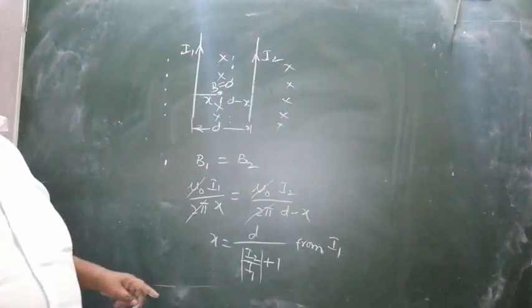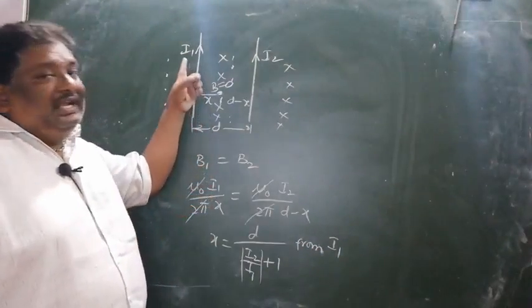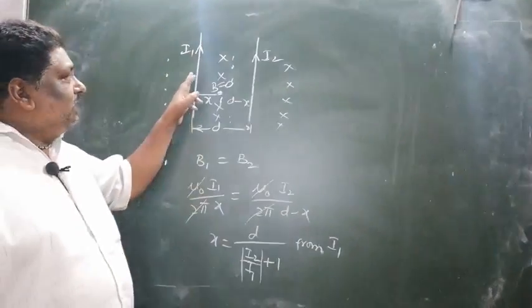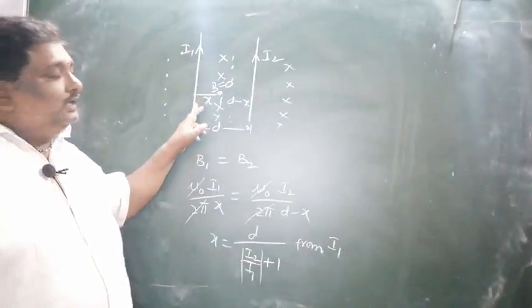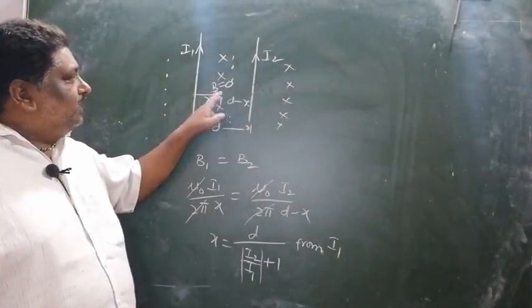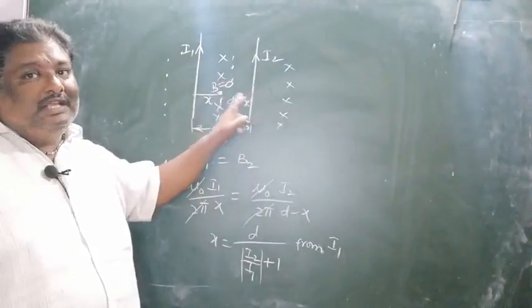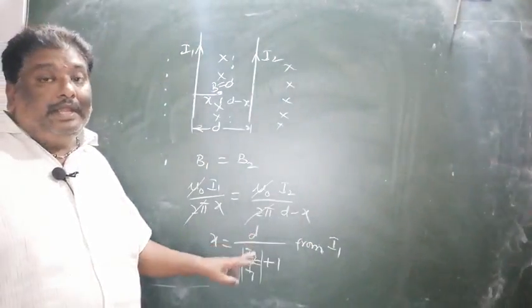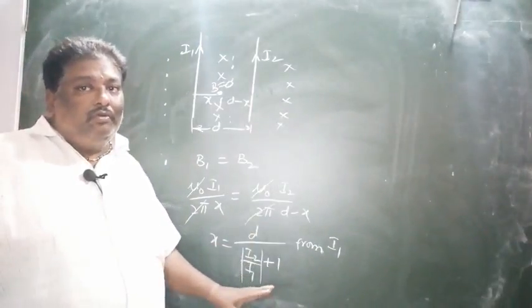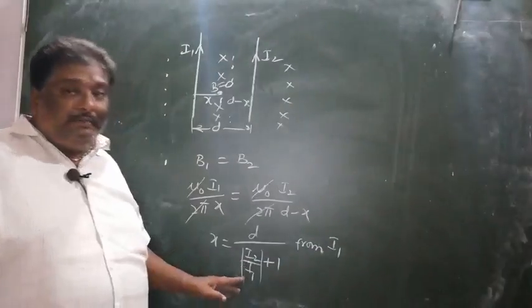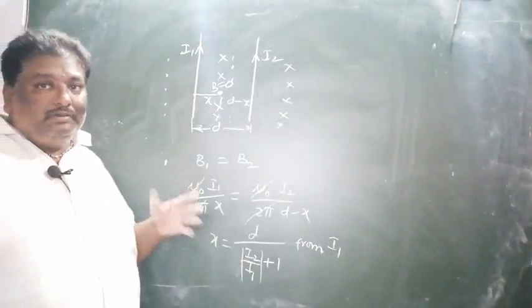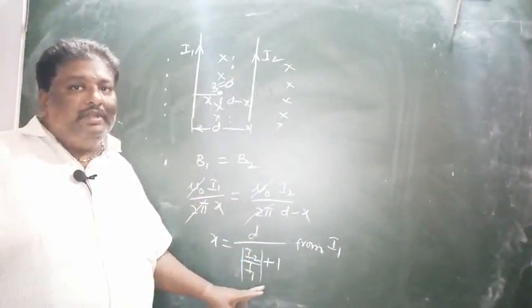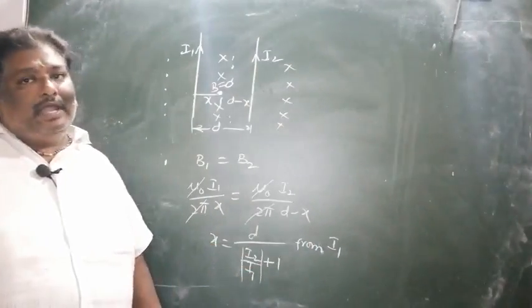Two currents are given. Among them, the least value is taken as I1 and the largest value as I2. From the smaller current carrying conductor, the null point is formed. That means both magnetic fields are cancelled at a point. X is equal to D by (I2 by I1 plus 1). No root. Sometimes you have an electric field root present, so don't confuse here. No root. X is equal to D by (I2 by I1 plus 1) from I1.